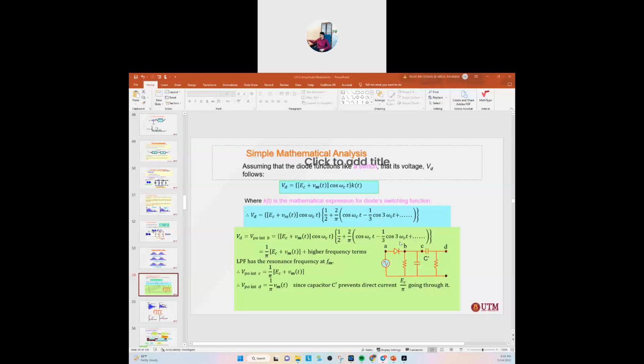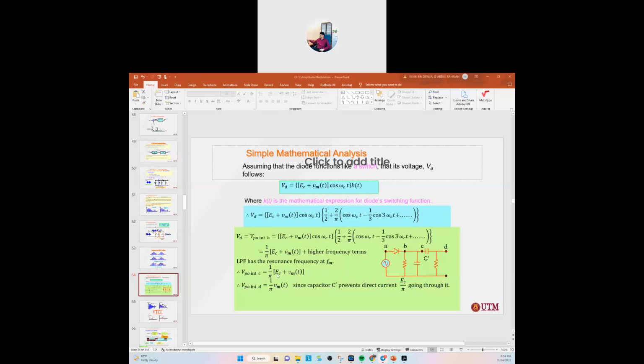Given that the diode switching function has a frequency that is higher, you see here the diode switching function. So we remove everything. When it passes through the filter, we only have 1/pi (EC plus VMT). And V point D is at the output here.